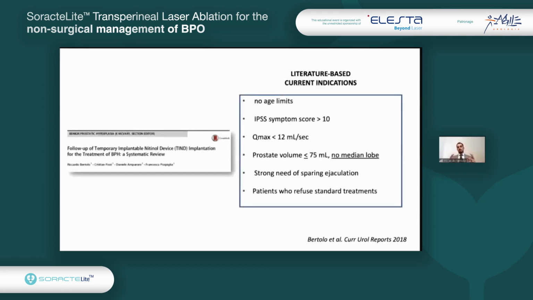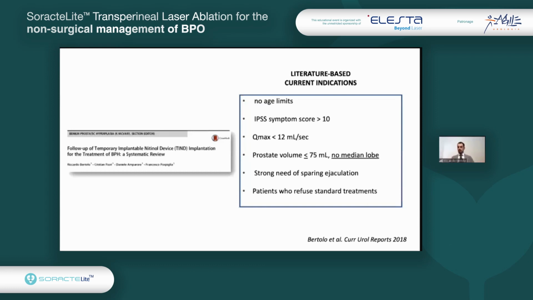So the summary of the literature-based current indication of this kind of technique is: there are no age limits. The IPSS symptom score has to be over 10. The maximum urinary flow rate below 12 milliliters per second. Not a very big prostate volume, so it is advised to stay below 75 milliliters with no median lobe.